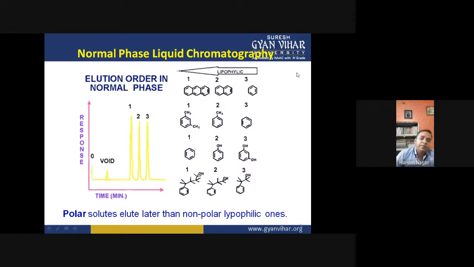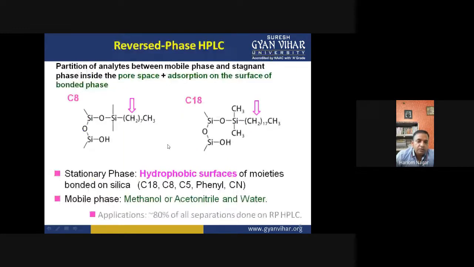What will be the elution order with normal phase liquid chromatography? Now, opposite to that is reverse phase chromatography. In reverse phase chromatography, there is partition of an analyte molecule between the mobile and stagnant phase, the stationary phase, inside the pore space, plus adsorption on the surface of the bonded phase.